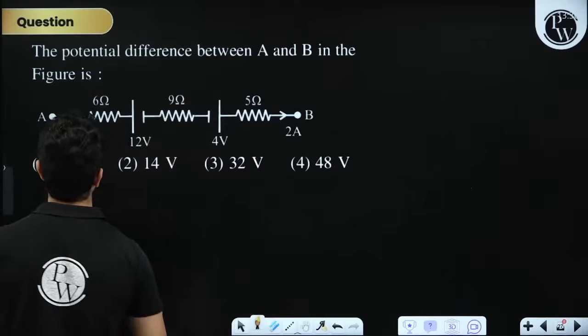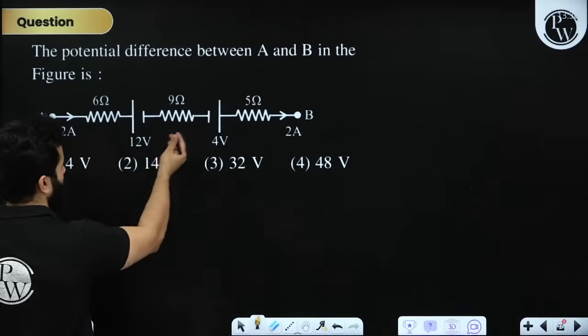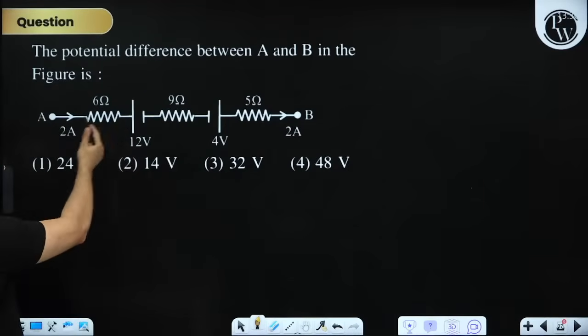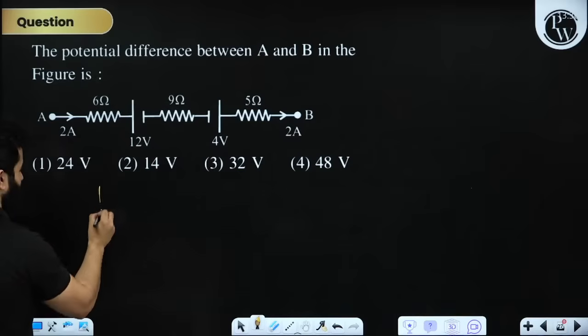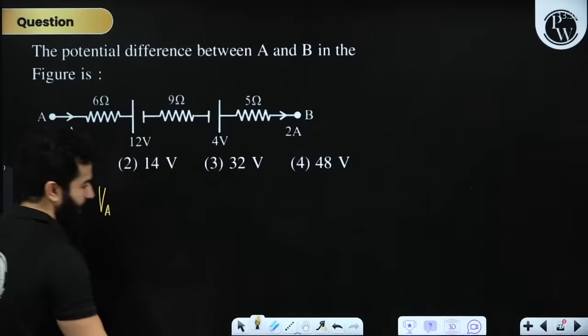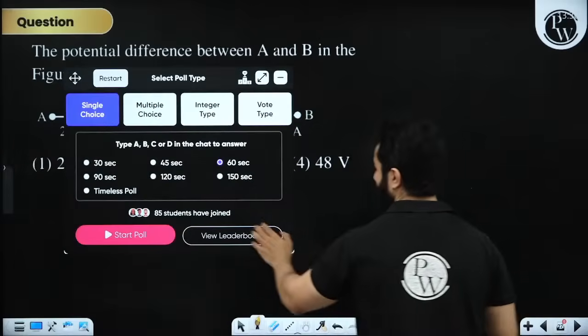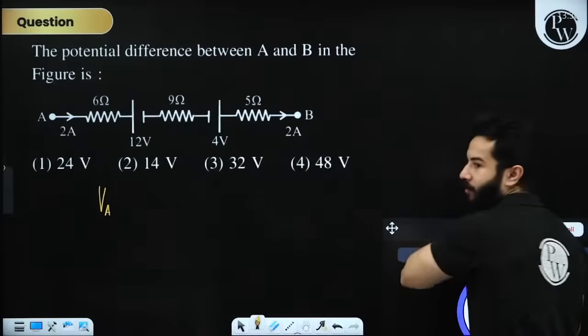In this question, we have got 2 ampere, 6 ohm, 12 volt, and you have to find out the potential difference between A and B. Simply start with A, VA. Okay, I'll also start the timer. 60 seconds. Come on, be quick.